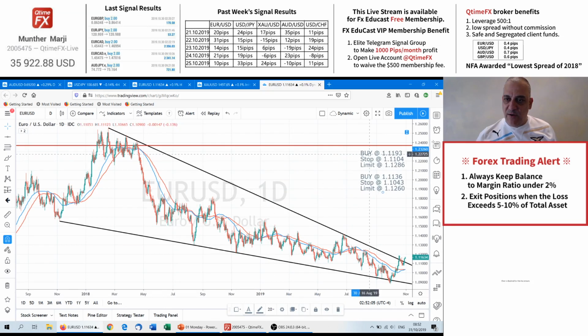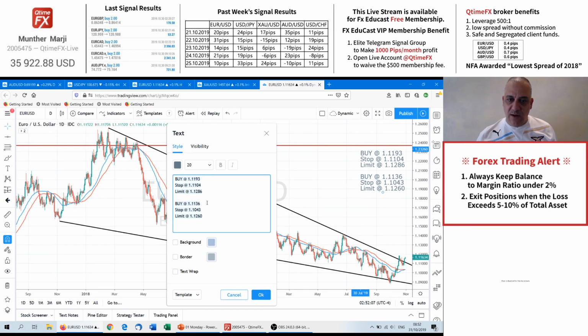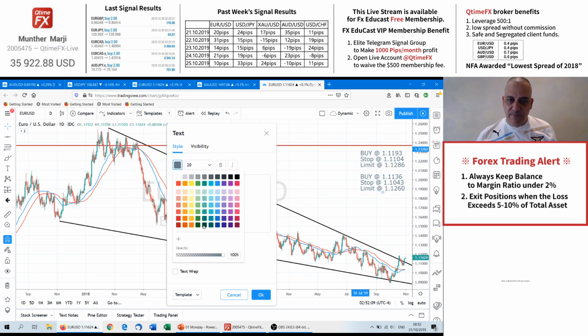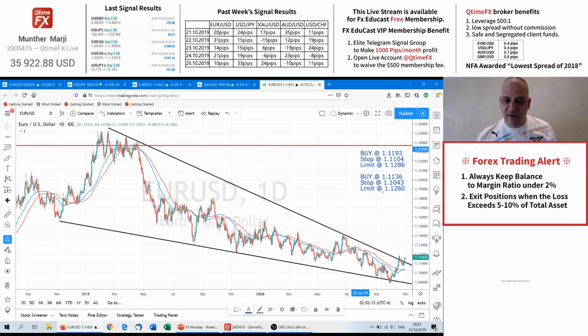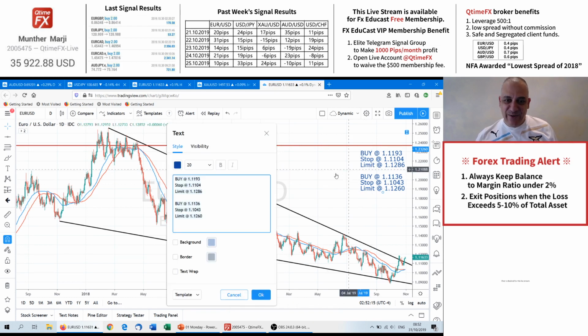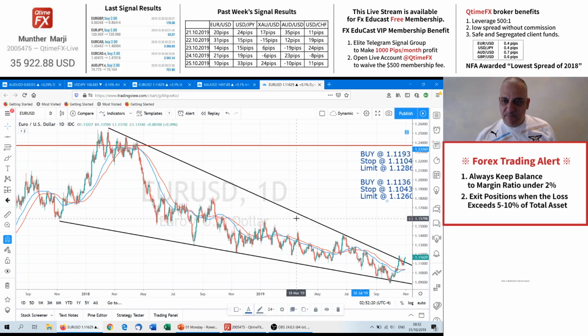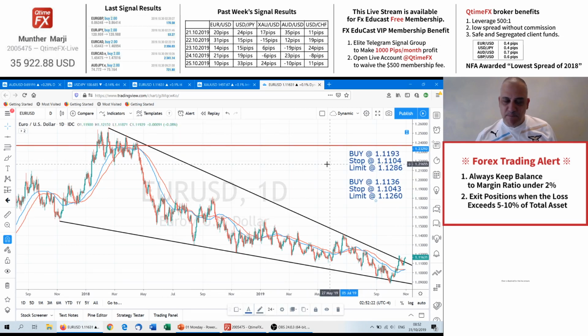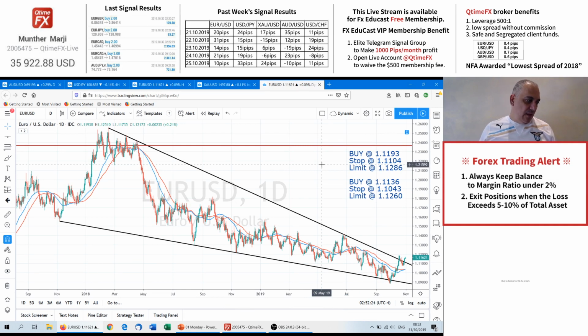I'm going to keep them here. What if I colored them for you? How do you like that? It's better. What if I make them a little bit larger? Yes, I want to keep these numbers in front of you. So these are the orders that I recommend for the euro today.